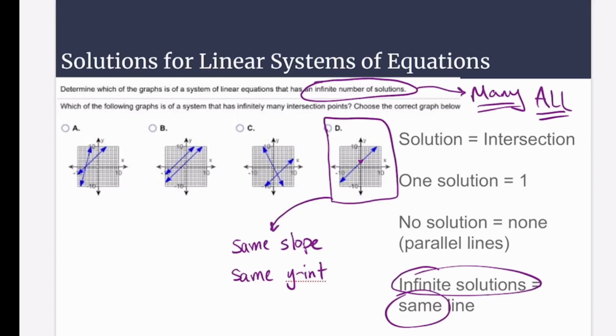The other options, like A and C, that's where your one solution pops in. You can see it touches at one spot. Same thing with C. That's where you would have one solution, which is typically the case, but there are problems where you'll have these other scenarios, so just make sure you understand them.